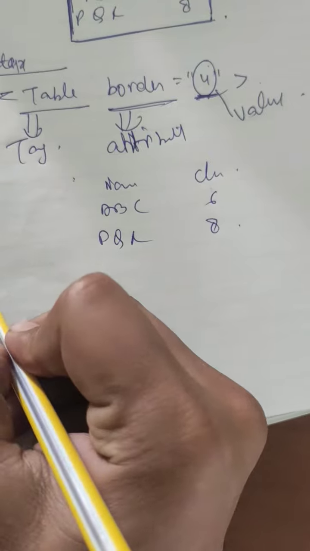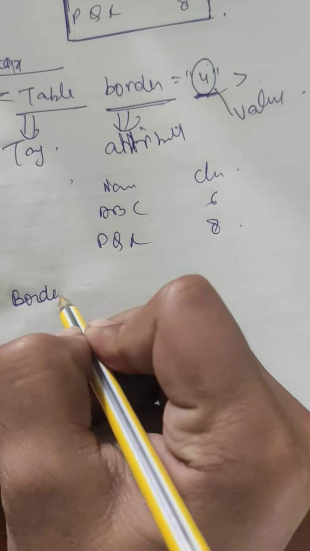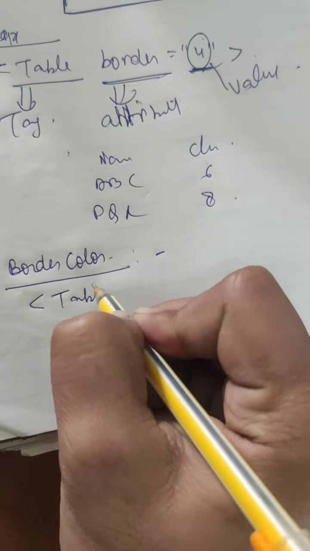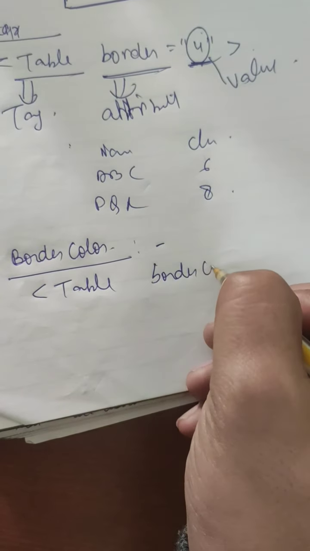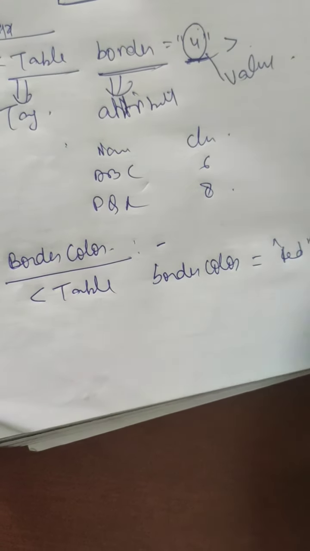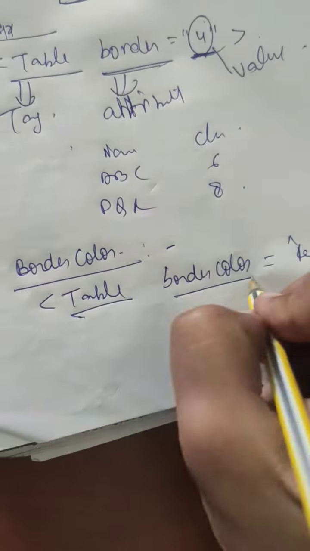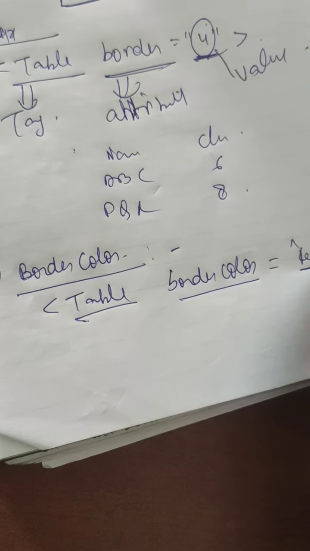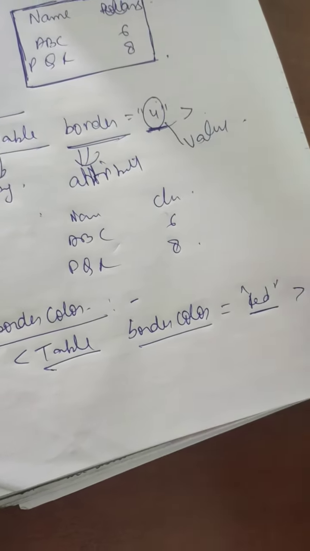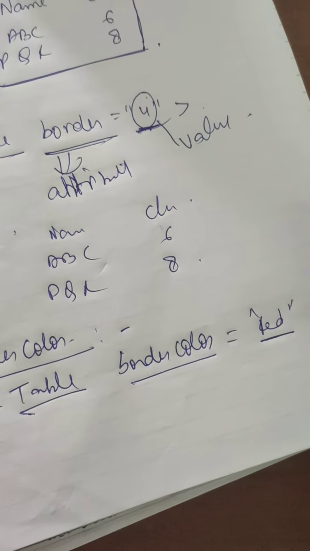After that, our next is border color. If you want to give any color to our border, how will you use it? Table bordercolor equals to, suppose I have given red. Again, this is the tag attribute and this is the value. The value can be changed to any color: red, blue, green, yellow, orange, purple. Any color that you want, you can set from here.